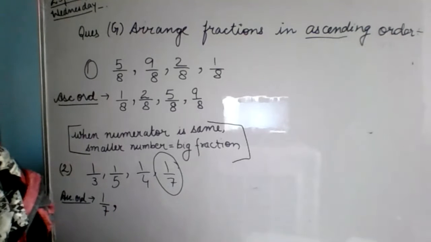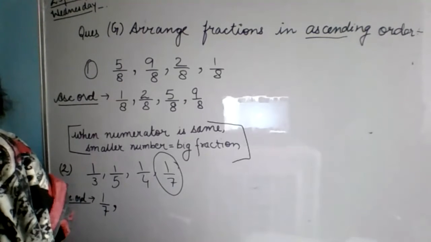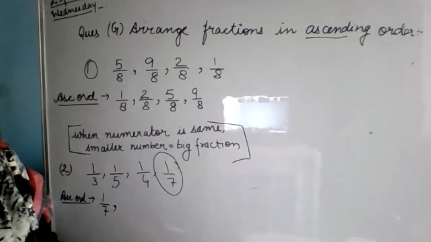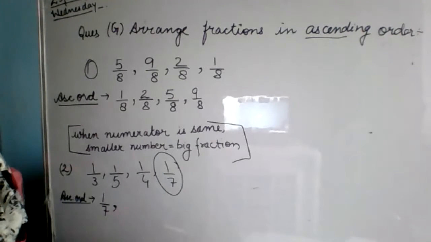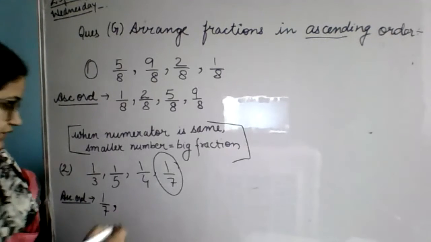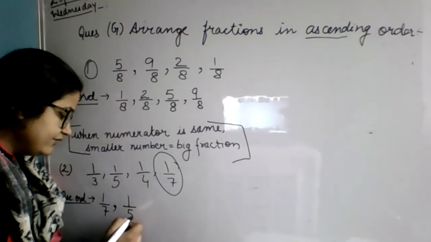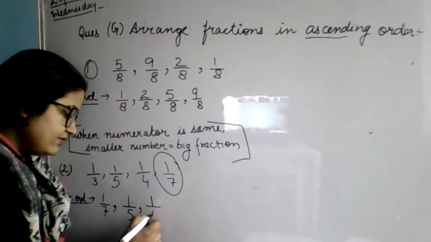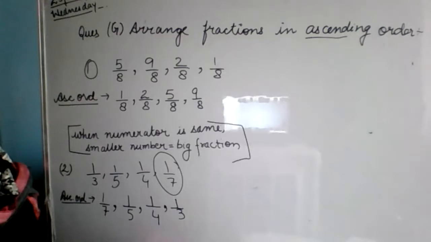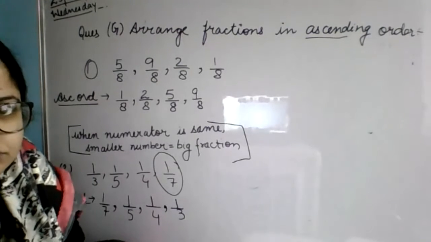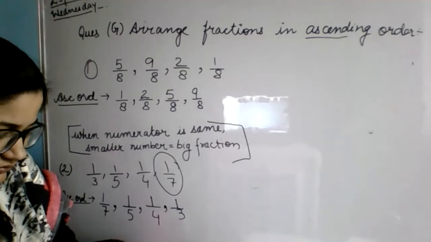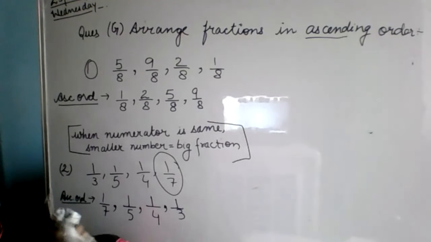I was asking which is the smallest one. This is the smallest. 1/7 is the smallest. After this, next bigger will be 1/5. Next bigger will be 1/4, and 1/3 will be the greatest one. Okay, one more. Question 3 now.